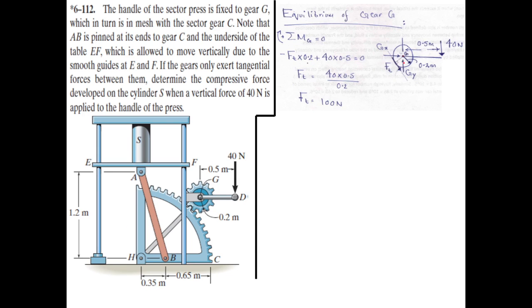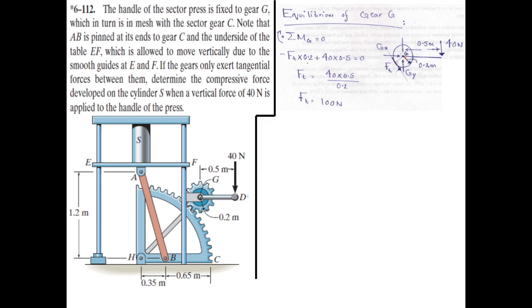So in order to find the value of Ft, we can simply sum the moments about point G, and in doing so we realize that Gx and Gy will not produce any moment about point G, because their line of action passes through point G. The moment arm for Ft is 0.2, and this Ft is exerting an anti-clockwise moment about point G. So that's why we have a negative sign appearing here, and this 40 Newton force is exerting a clockwise moment about point G, which according to our sign convention must be positive. So there is a positive sign appearing with this moment. Solving this equation, we get the tangential force to be 100 Newton.